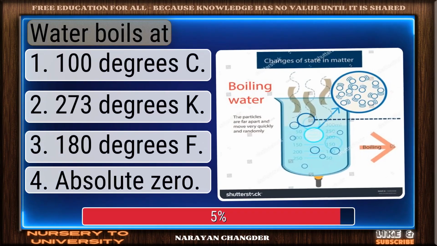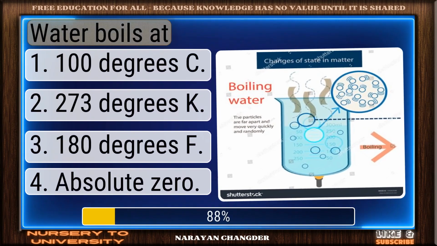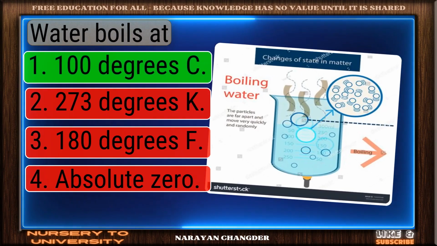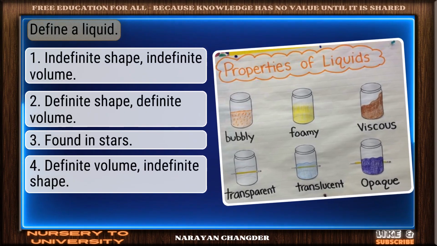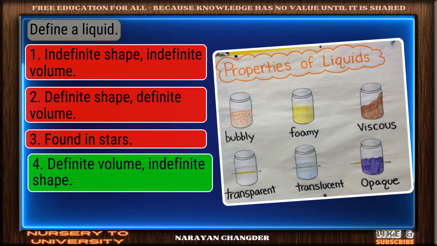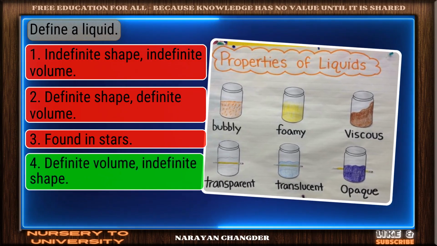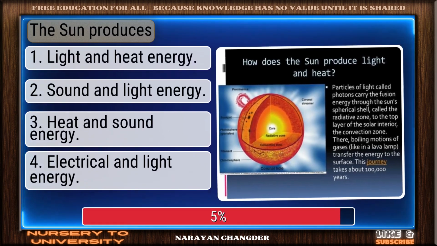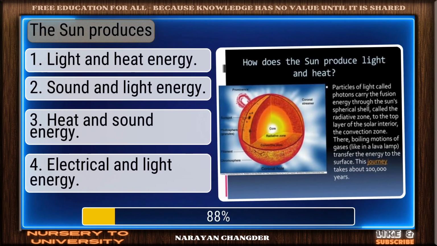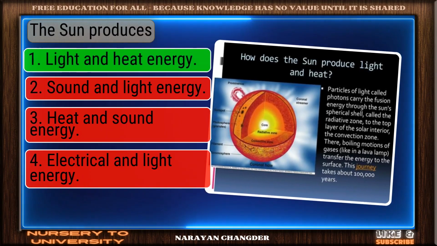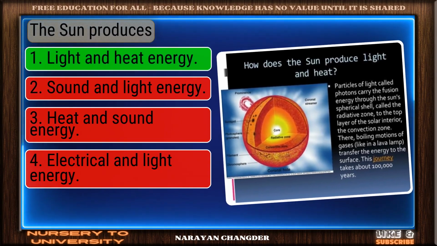Water boils at. Nice selection. 100 degrees C is the correct and valid answer. Define a liquid. You chose definite volume, indefinite shape, and it is correct. The sun produces. Great job. Light and heat energy is the accurate answer.